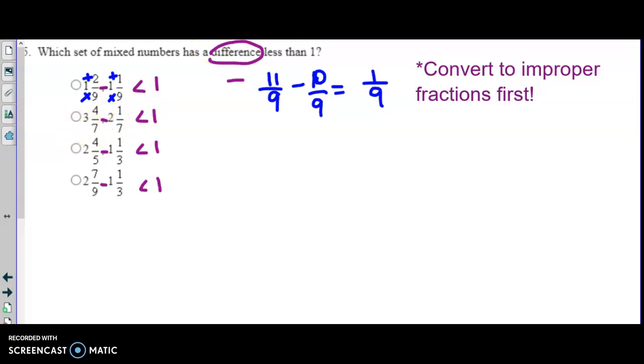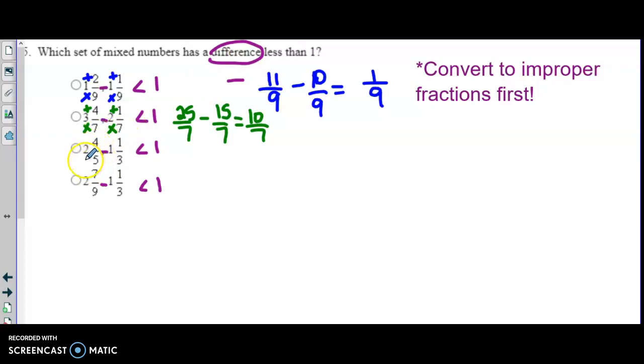Let's look at how to do the rest of these just to make sure you're comfortable with this. To change it to an improper fraction, you multiply and then add. So 3 times 7 is 21, plus 4 is 25. You keep the denominator the same. And then we're going to multiply and add. 2 times 7 is 14, plus 1 is 15. Keep the denominator the same. And since they have common denominators, you would just subtract the numerator. 25 minus 15 is 10.